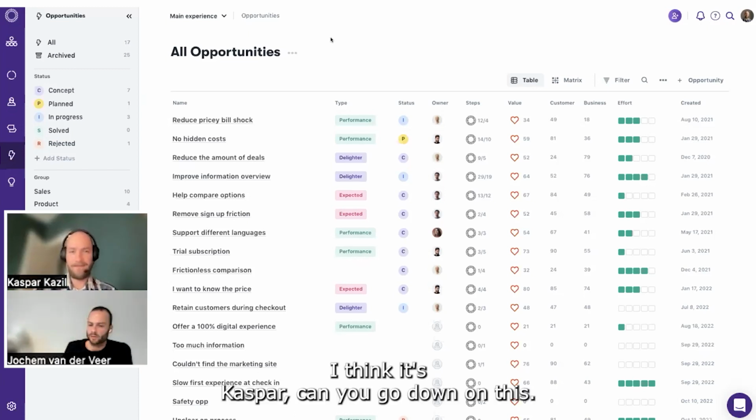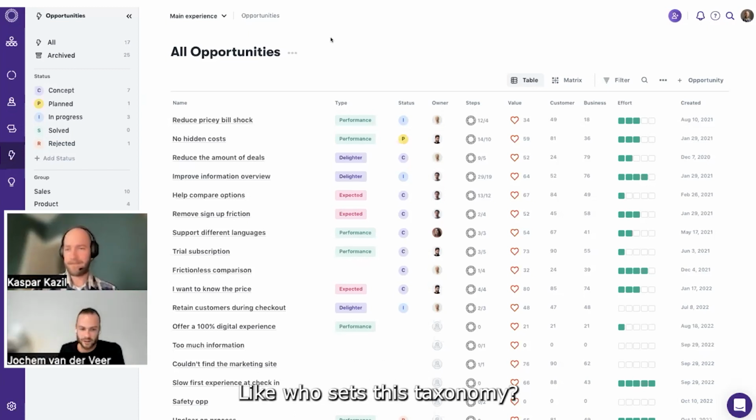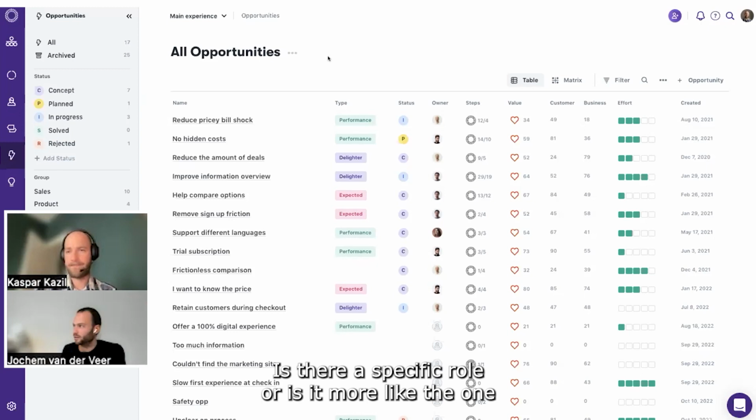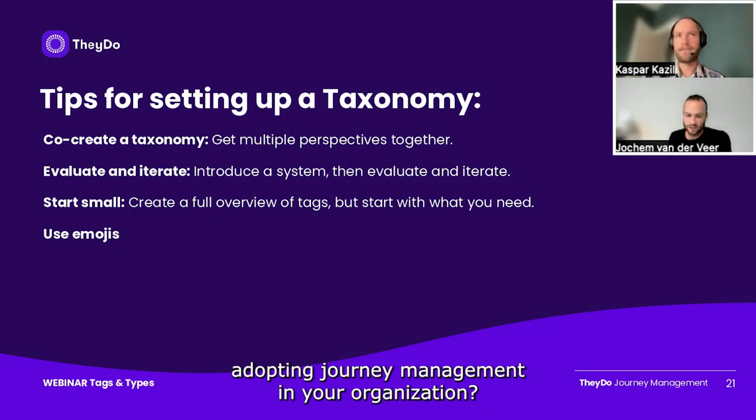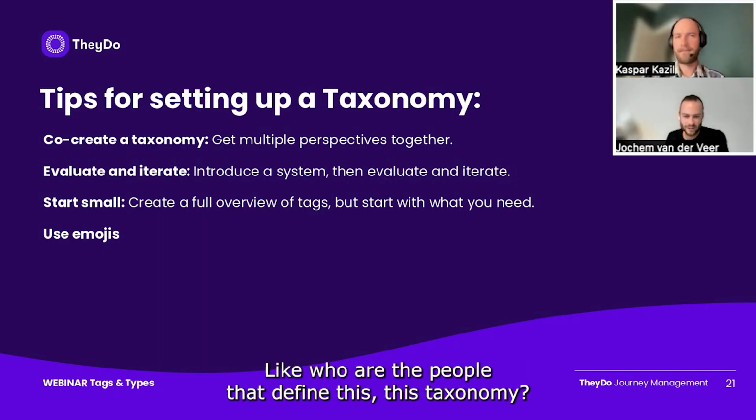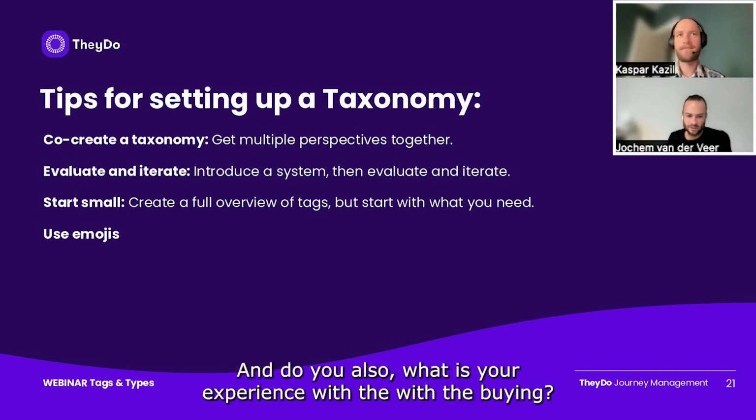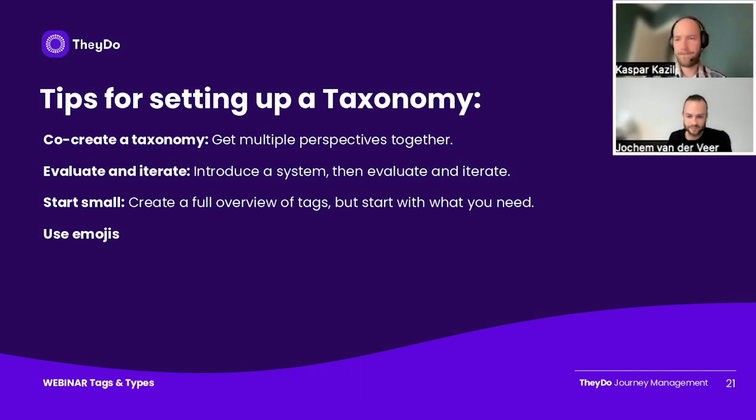Can we double down on this? Who sets the taxonomy? Is there a specific role, or is it more the one adopting journey management in the organization? Who are the people that define this taxonomy? And what is your experience with the buy-in?